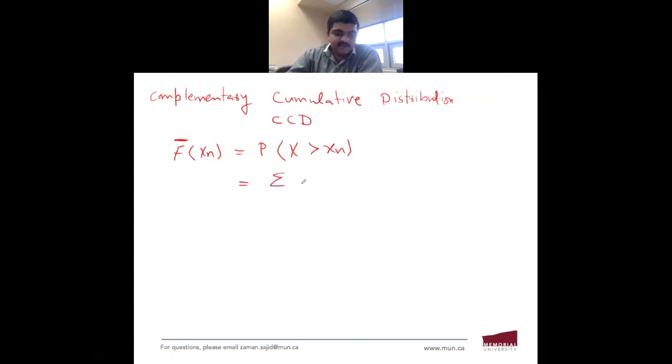and it is taken in a similar way. If you do like I did before, this is defined as summation from I is equals to n to capital N, or in other words, I can take it as 1 minus my CDF, f of x of n. That's the definition of your CCD, complementary cumulative distribution.